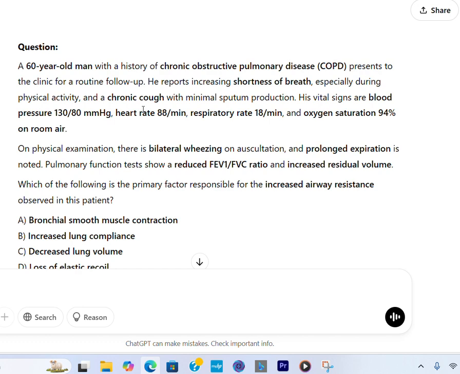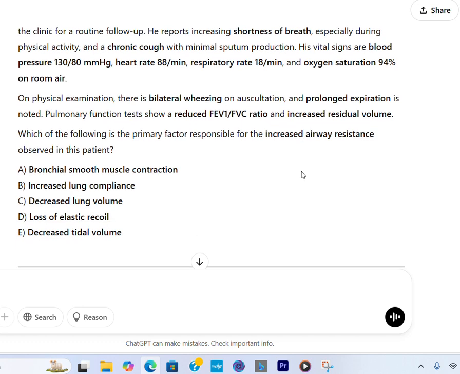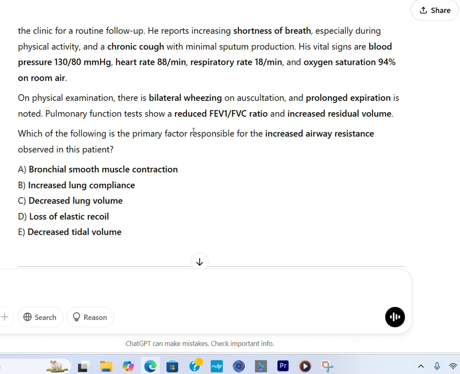His vital signs are blood pressure 130/80 mmHg, heart rate 88/min, respiratory rate 18/min, and oxygen saturation 94% on room air. On physical examination, there is bilateral wheezing on auscultation, and prolonged expiration is noted. Pulmonary function tests show a reduced FEV1/FVC ratio and increased residual volume. Which of the following is the primary factor responsible for the increased airway resistance observed in this patient?